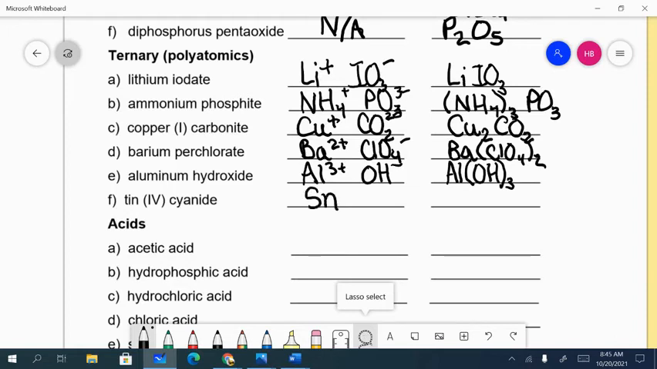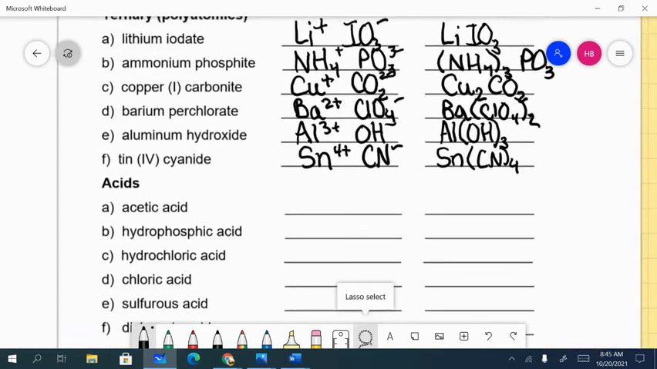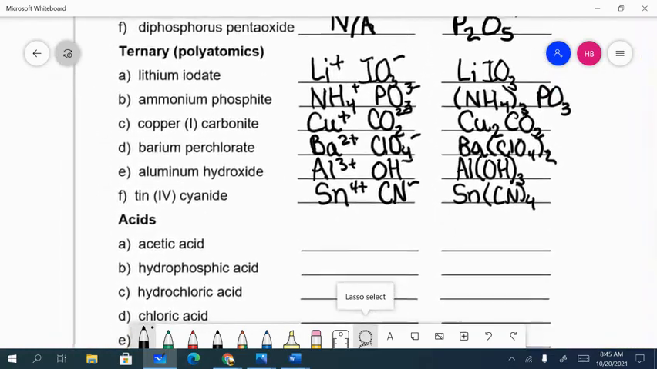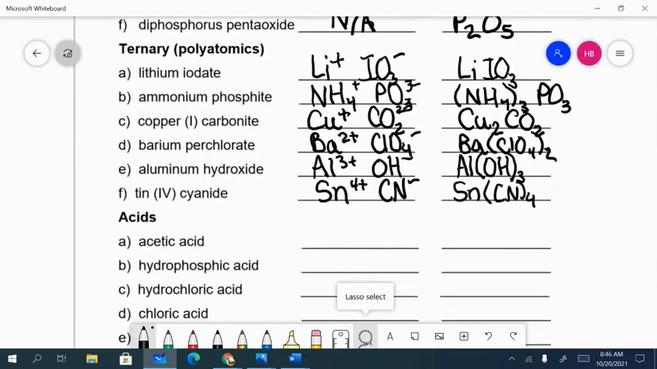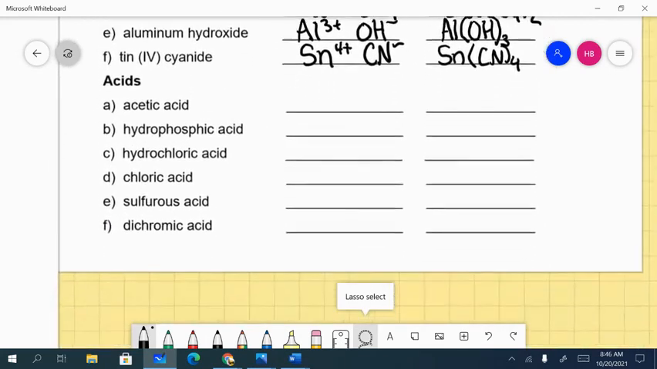Tin, 4, and cyanide. Same thing goes here. I'm going to have 4 cyanides, so I need to have parentheses. Those are probably the hardest ones, is either the ionic binary or ionic ternary.